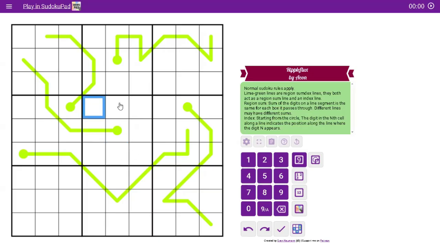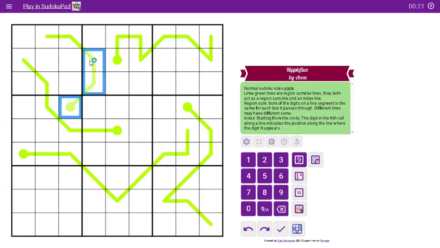The first thing, this puzzle is very cool because the lines are both index and region sum, which is not often you see that. So, question. Can you have a digit on a lime green line that is bigger than the length of the line? The answer is no. Well, let's see how that works.